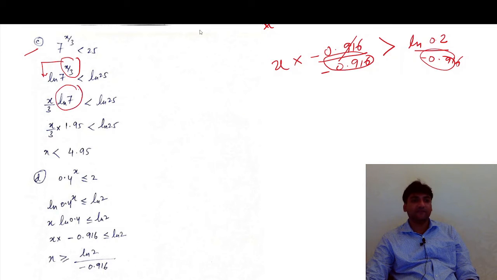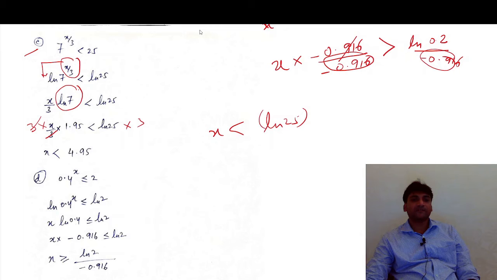First find the value. ln 7 is 1.95. This is a positive value. Then simply you can multiply by 3 here, 3 times 3. So this 3 and this 3 cancel, and then you can divide by 1.95. So you will get x less than ln 25 times 3 over 1.95. You have to write it in the denominator, right? And just use a calculator, you will get the value of this.